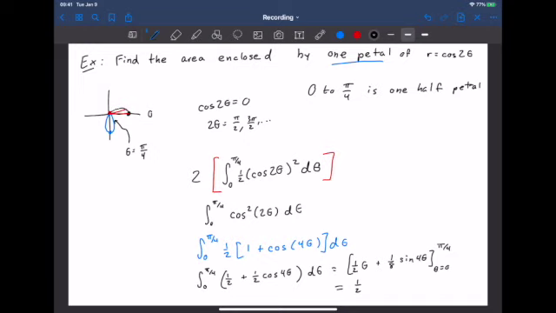Should be pi over 8 plus 0 minus 0 plus 0. So pi over 8 is the full petal. What if they asked you all 4 petals? You should remember that this has 4 petals. If they asked you all 4 petals, then you'd have to quadruple this, which is times 4 from the beginning, or times 8 for that 1/2 petal.